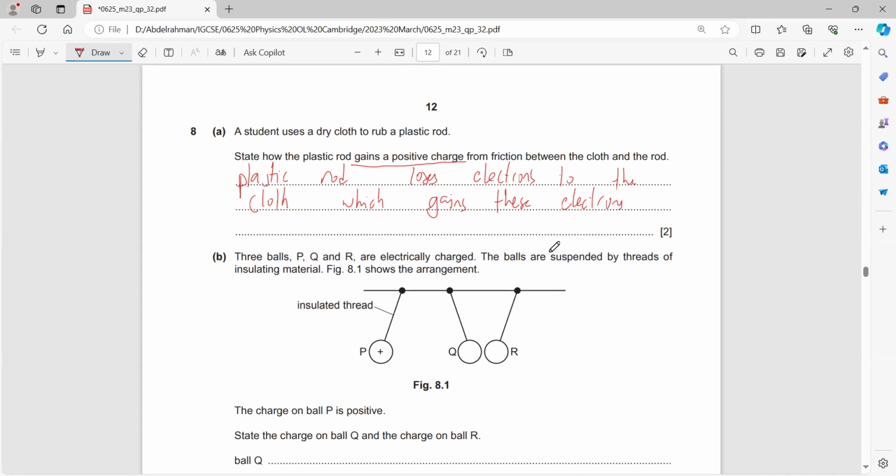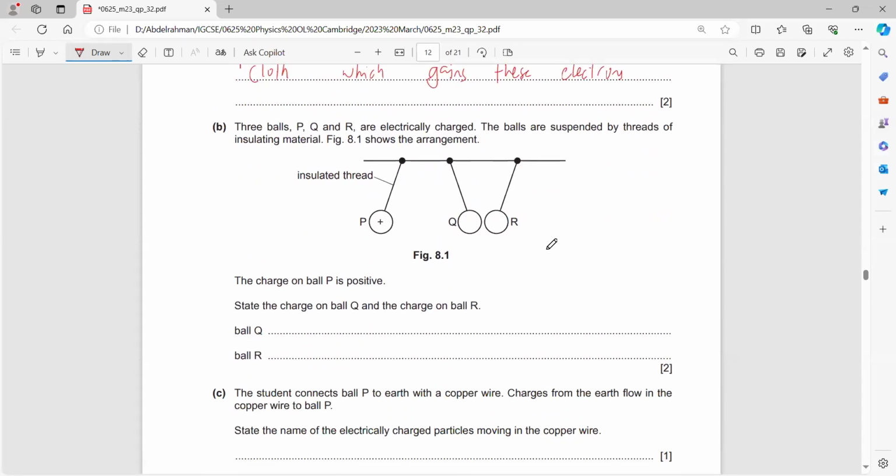Okay. P, Q, and R. What's Q and what is R? Q is positive and R is negative.